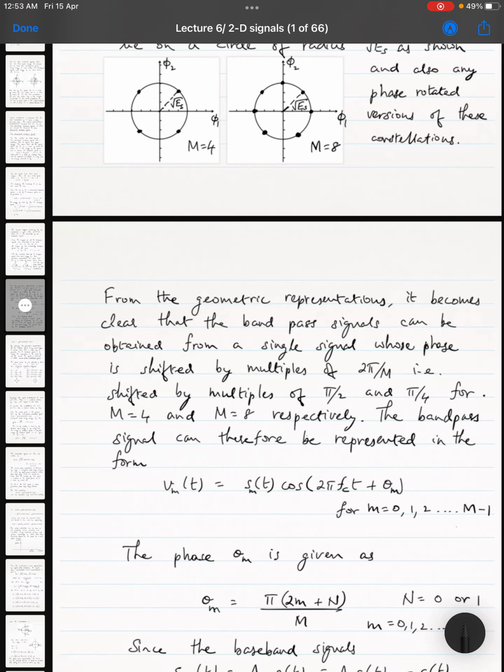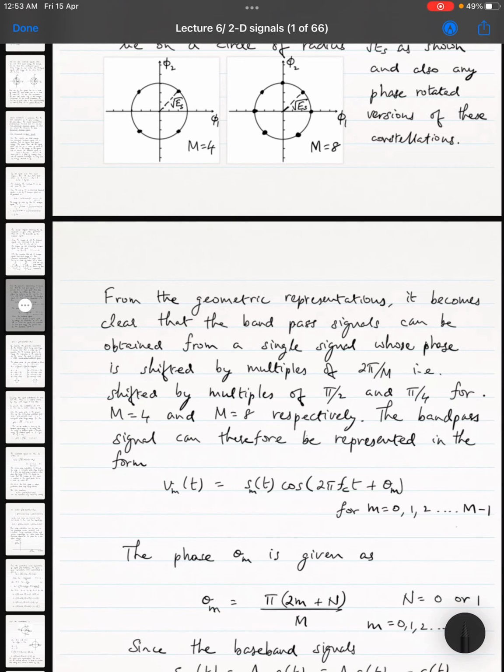For M equal to 8, we will need 8 different phase angles, and so on. So in general, the angle between the signals is represented by phase shifts which are multiples of 2 pi by M. So if I have four signals, the angle between them is 2 pi by 4, which is pi by 2. So the angle between any two signals is 90 degrees when I have four signals, and if there are 8 signals, the angle between them will be 2 pi by 8, which is pi by 4. The angle between any two signals here is 45 degrees, and so on.